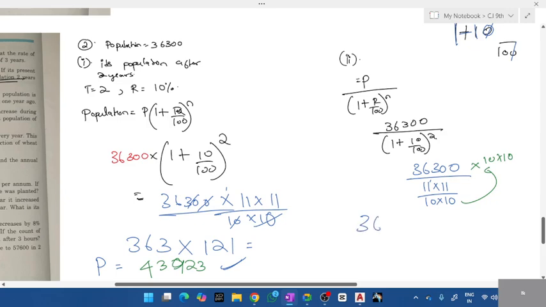36,300. Can I write it like this, 363 into 100? You can split and write it. You can split this 36,300 as 363 into 100. And this denominator 100 will get multiplied. We have 11 into 11. Reduce 11 into 11. Going twice, 3 times.